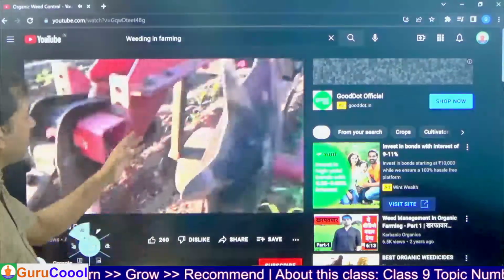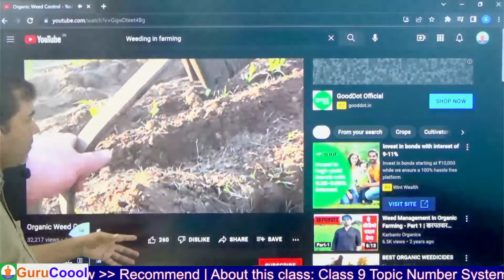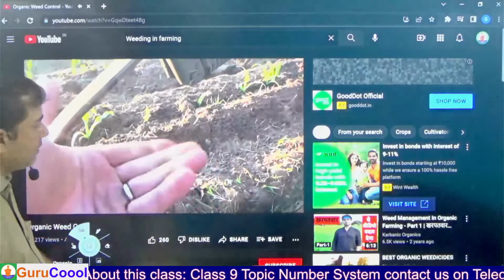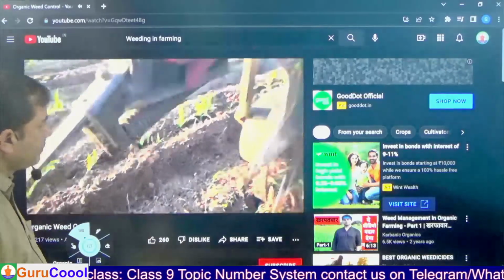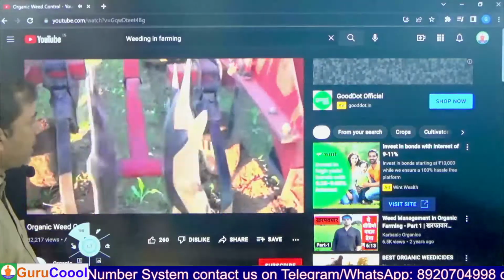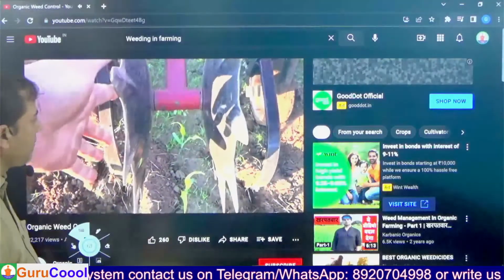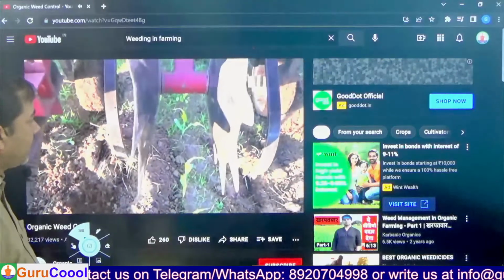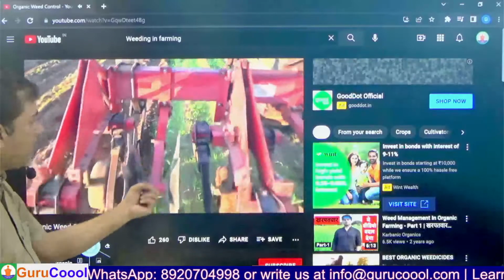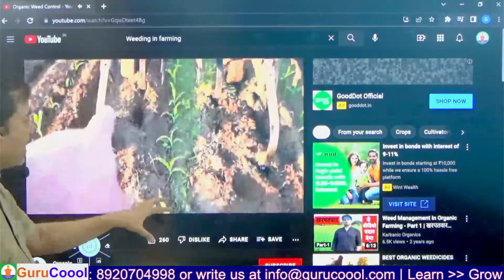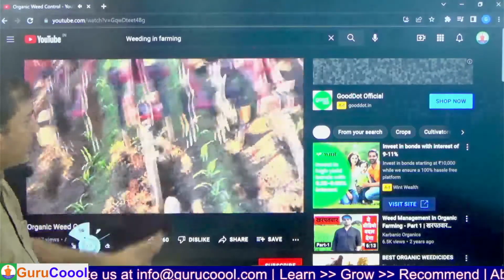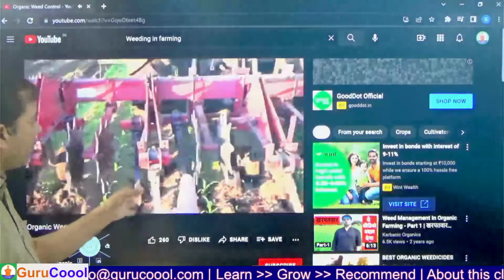See, this person is using a machine to turn the soil. He will turn the soil and all the weeds will be turned down. They will be uprooted or buried under the soil, and anyhow they will be dead. This person is taking care that the linings having the crop should not be damaged. Only the unwanted plants or weeds should be damaged. He is taking care of the linings.